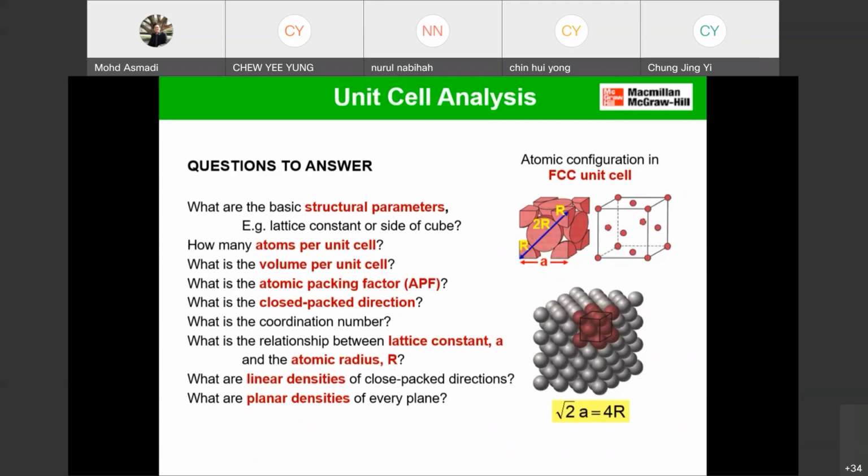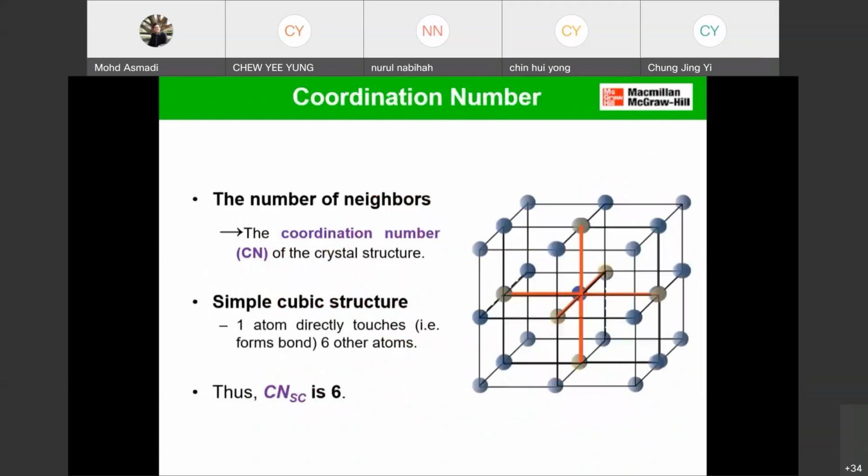So what is the coordination number? The coordination number is the number of neighbors. For the simple cubic, the coordination number is 6. Why do we say 6? If we choose the atom at the center of the cubic, this atom touches its neighbors, meaning one atom directly touches 6 other atoms.